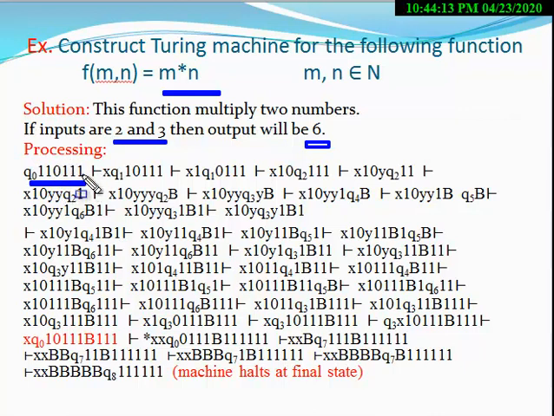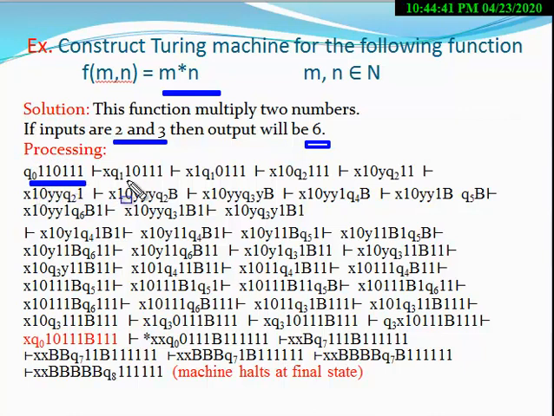You have to copy these 3 ones after the blank symbol at the right side. After the blank symbol at the right side, you have to copy this. That is, you have to copy these 3 ones after the blank symbol. Okay. Next, again move to the left side, and again you have to remove the second one before 0.